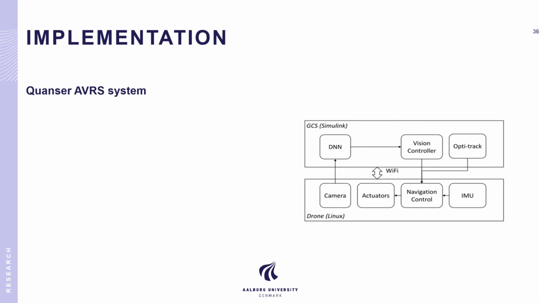So the way we implemented this system was that we had the ground control station and the drone, OptiTrack, and the vision controller used for navigation control and IMU, and then we have the drone control and the Wi-Fi communication. And this is pretty standard for the AVRS system that probably all of you are familiar with.